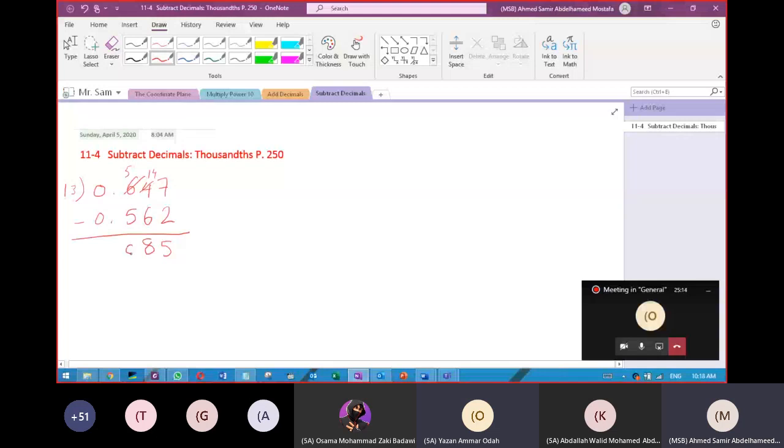And the decimal point. Don't forget the decimal point. We put the decimal point aligned with the decimal points here. So decimal point under decimal point under decimal point. And then 0 minus 0, 0. All right. Excellent job, Yazan. Well done. Now moving on to a different question and different student.